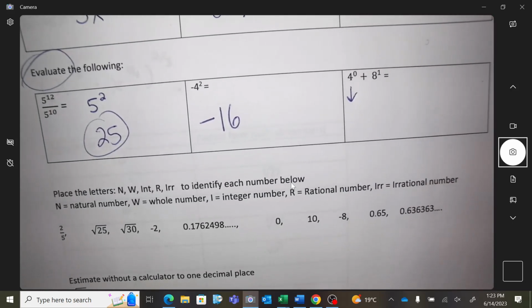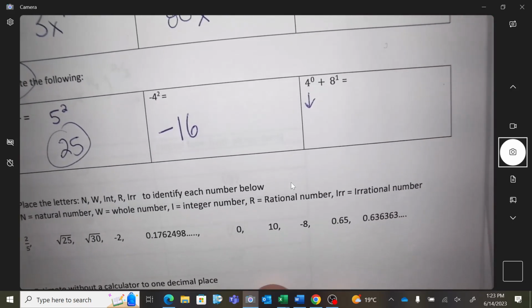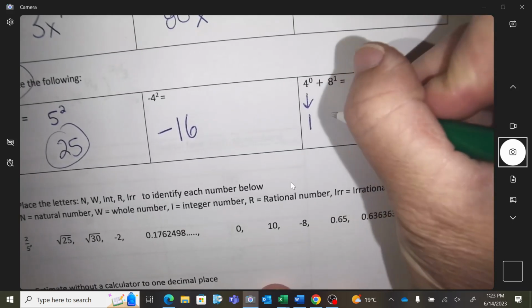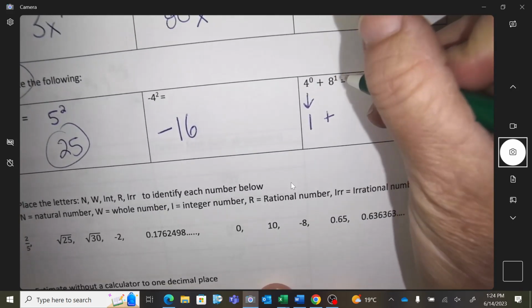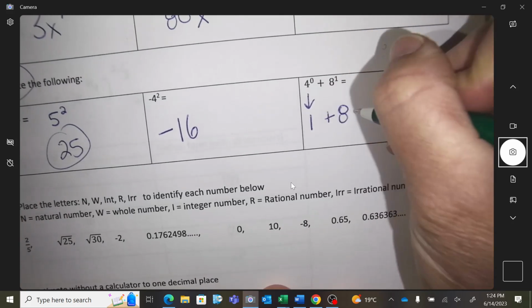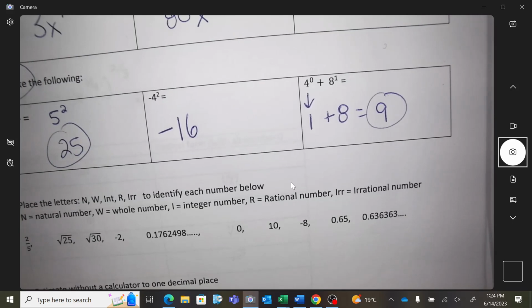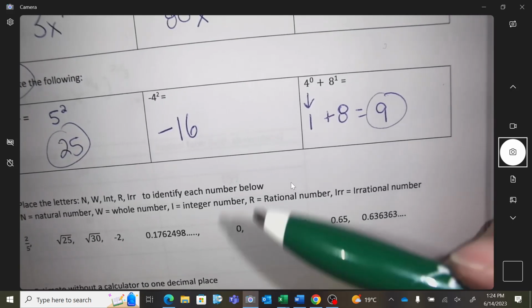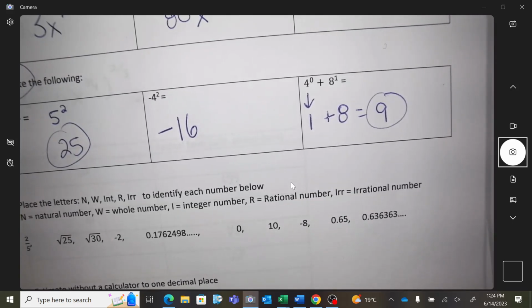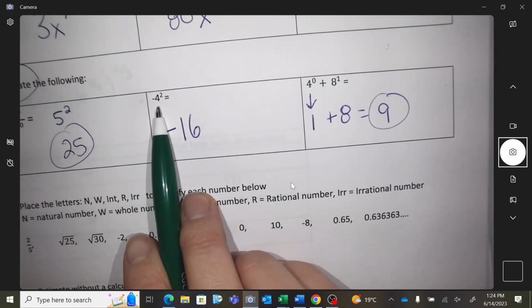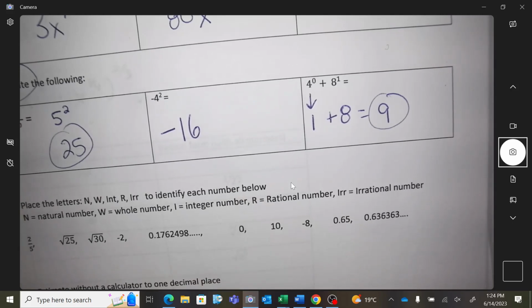Okay, 4 to the 0. Anything to the 0? 1. 8 to the 1, 8, evaluate, so then my answer would be 9. So I could combine that in a, like 3 or 4 long, right? I could put this rule with this rule and this rule, evaluate.